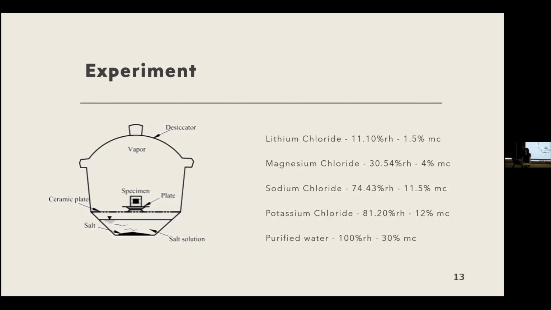For each species, 4 samples were put on the ceramic plate of the desiccator under each humidity level and kept for 40 days before the NMR test to attain the equilibrium moisture content.